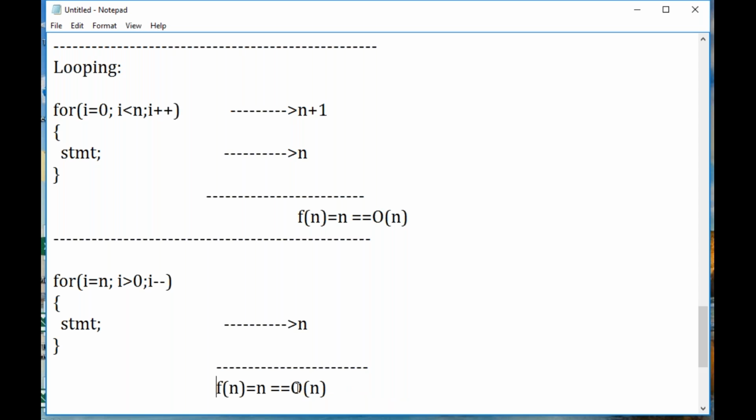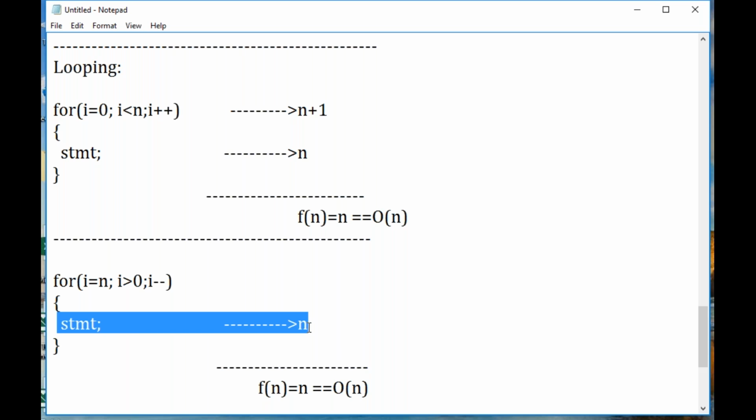Guys, is this clear? Are people following me? How to calculate this time complexity? We are just supposed to see how many times this statement is executed. This statement is executed n times, so calculated. So n times is the function. Your time is given as n, so it is given as order of n.